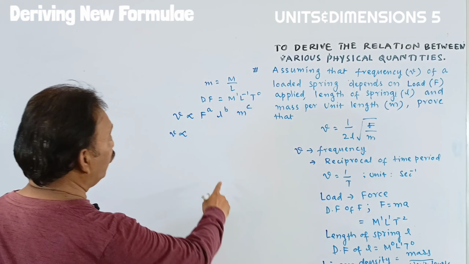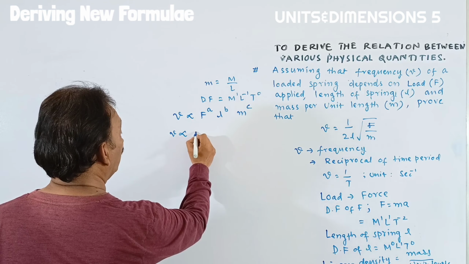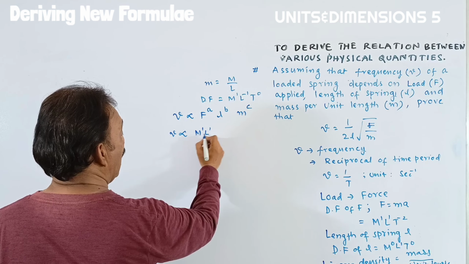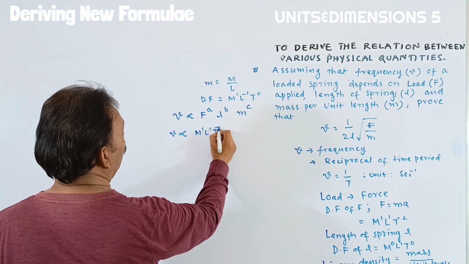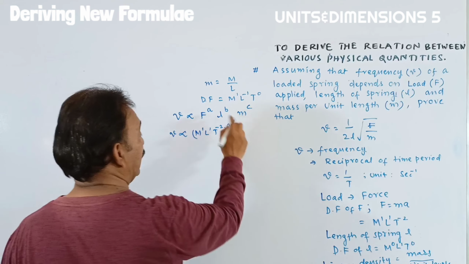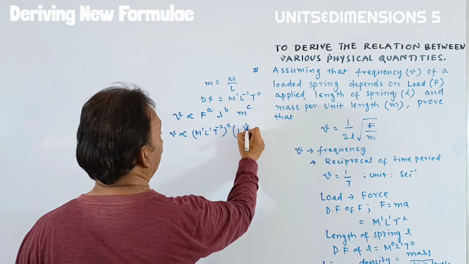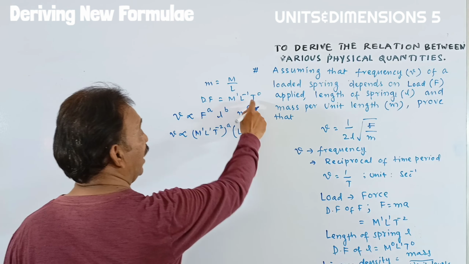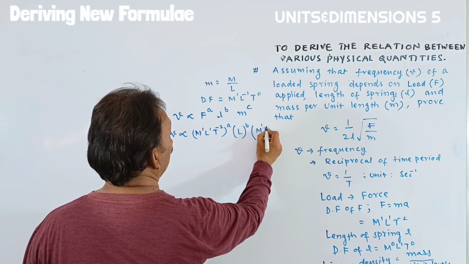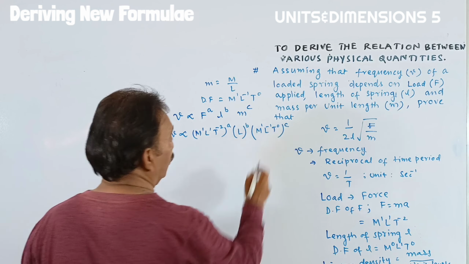I'm writing the dimensional formula of force. That is M^1 L^1 T^-2, to the power of a. Directly I am writing F to the power of a. Length to the power of b. And linear density we have M^1 L^-1 T^0, to the power of c.